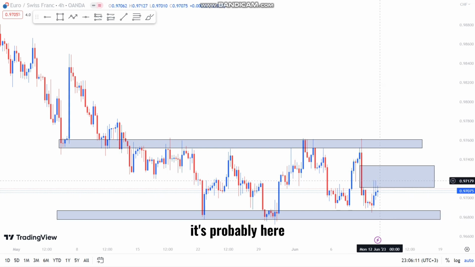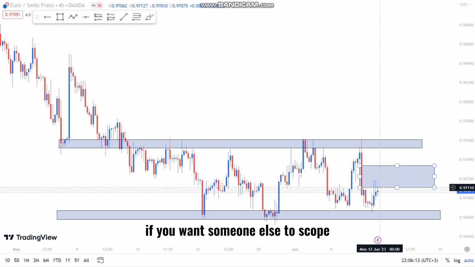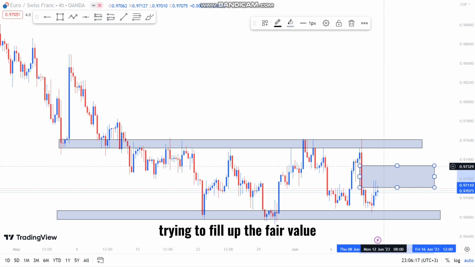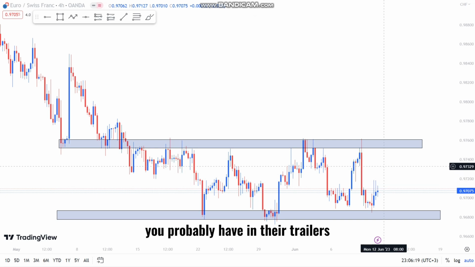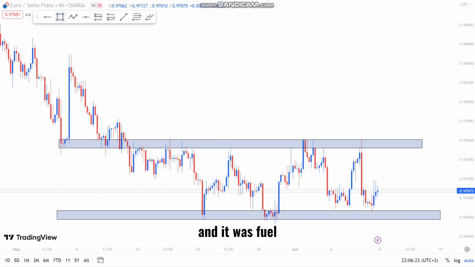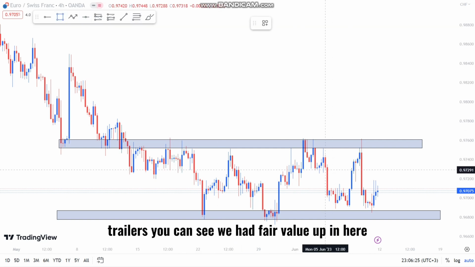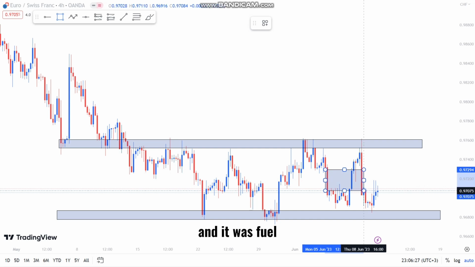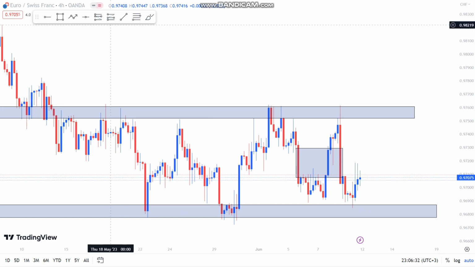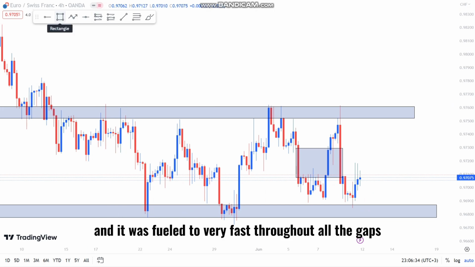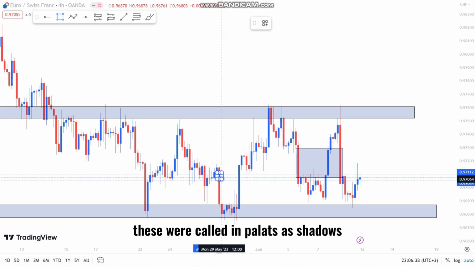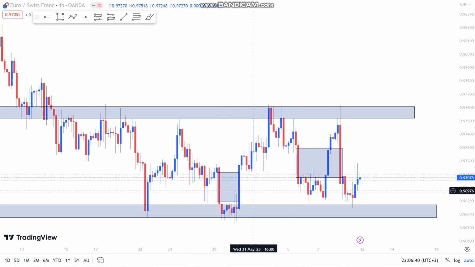So probably here, if someone wants to scalp, you can scalp a quick few pips when price is trying to fill up the fair value gap that we have in there, traders. You can even see here we had a fair value gap and it was filled. You can see we had a fair value gap here and it was filled. So let me first draw out all the fair value gaps that we had in here that were filled. As you can see, these were all imbalances, traders.